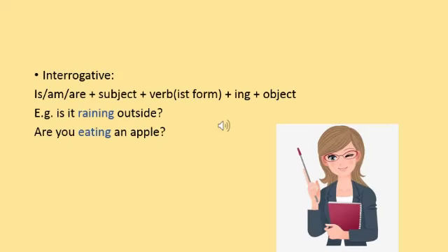Now let's take a look at the structure of an interrogative sentence. The structure of an interrogative sentence is am, is, are plus subject plus verb first form plus ing plus object. For example, is it raining outside? Second example, are you eating an apple?